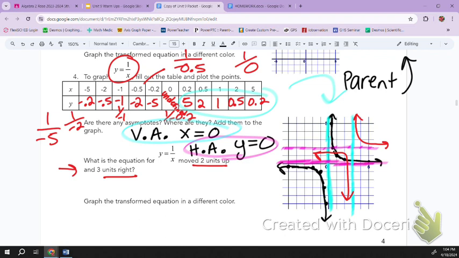Can you tell me your equation? You had a great equation. Can you tell us the equation? What is it? 1 divided by x minus 3 plus 2. Fantastic. Thank you. That would be the equation. Okay? 1 over x minus 3 plus 2. Okay, we do have a fraction, so we're dealing with a rational. Okay, what questions do we have about our new parent function?